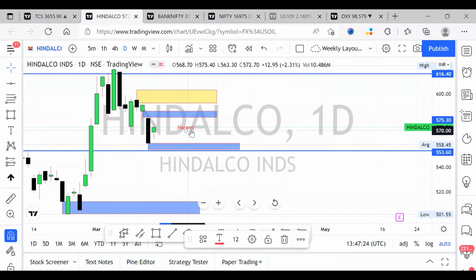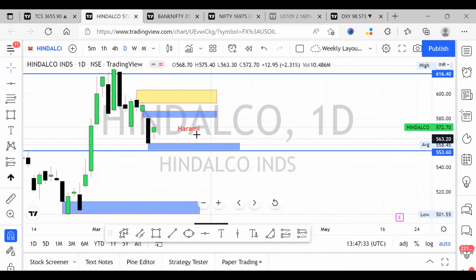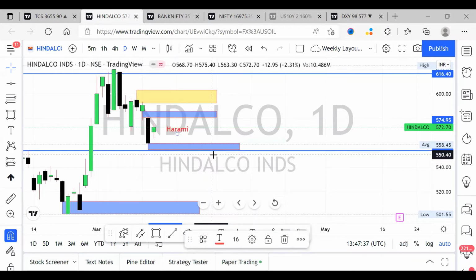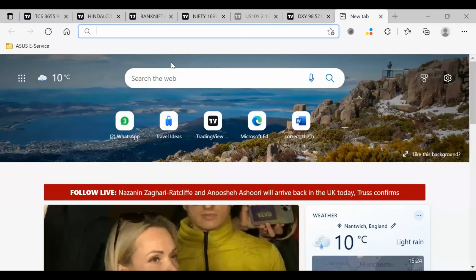Look under what we call, and this is not to be offensive to anybody, before you go, what on earth are you saying, okay? This is the Harami pattern, a bearish Harami pattern. A bearish Harami is a key reversal indicator pattern, okay? I'll show you what that means.